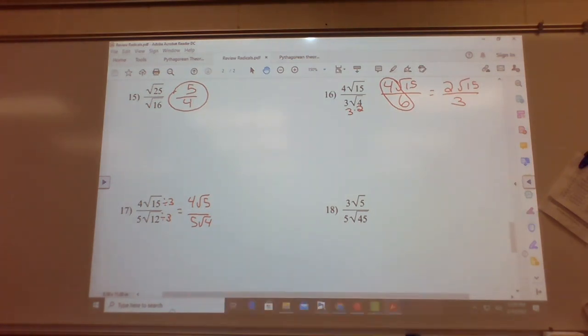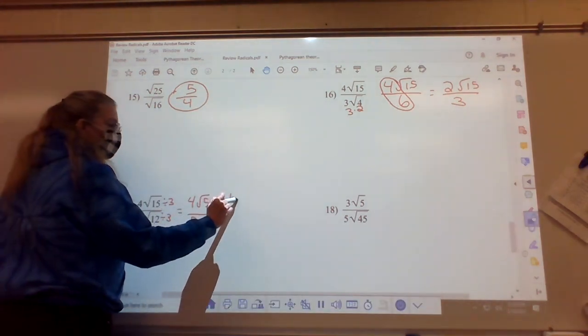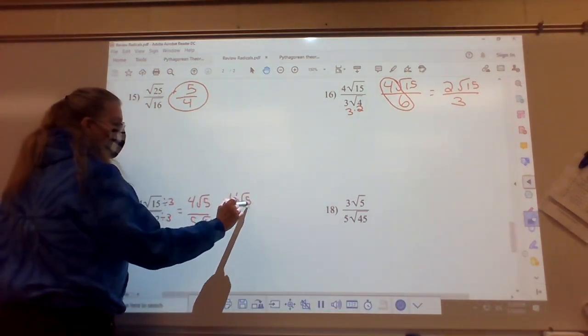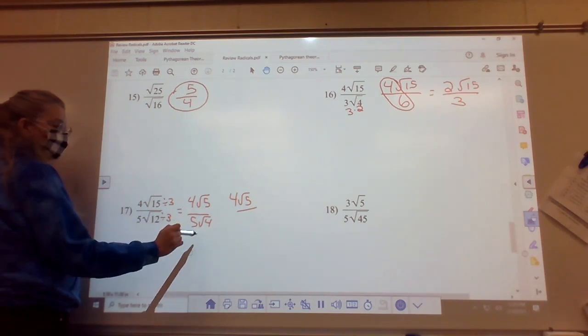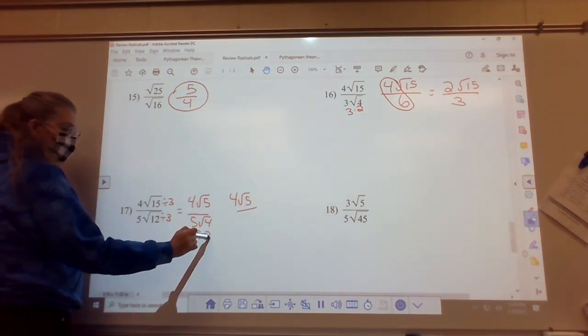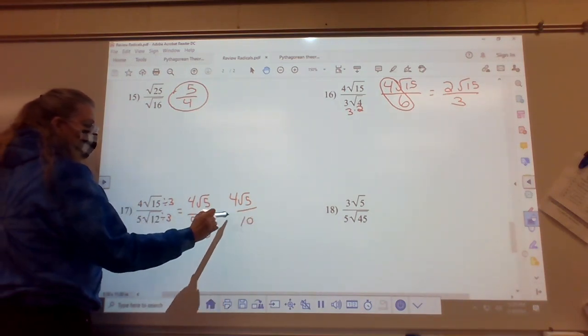Step 2 is to simplify the radical. Can I simplify either one of those radicals? I can simplify the 4. So the top one I'm still stuck with. The bottom one, this 4 can change into a 2, so it's actually 5 times 2 down here, which is a 10.